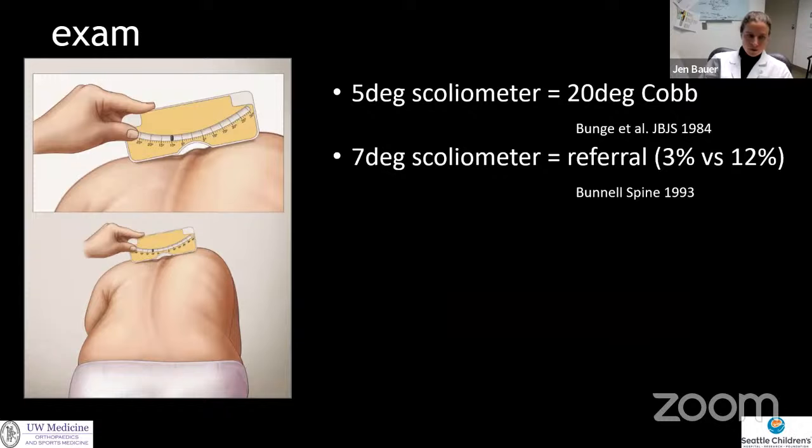I don't know if this is something that is commonly used where you all are, but you can also just eye it. There's some other ways to do it as well, but if the scoliometer is anywhere between 5 and 7 degrees, that's one that we think is probably a Cobb angle or a curve of at least 20 degrees and usually one that we'll want to have sent to us. So most in the US, a lot of the pediatricians will do this initial examination when they see their patients each year. And then if there's an abnormality, come to see us.